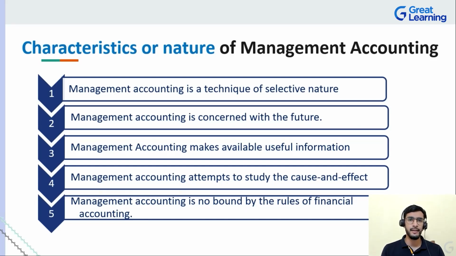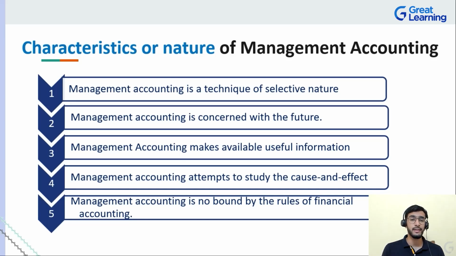Now, coming to the second point, that is management accounting is concerned with the future. Every company in the start accomplishes some goals, and then it always thinks about the future of the company, and what future plans could impact the company's growth. Here's where management accounting helps. Management accounting does the analysis and helps the upper management take a decision.